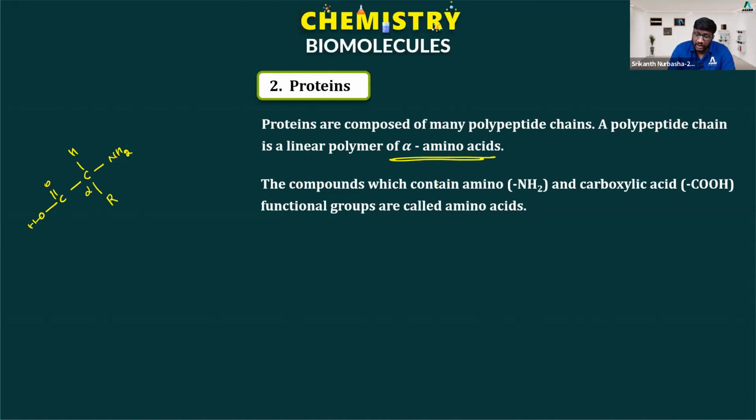The compounds which contain amino group and carboxylic acid functional groups are said to be alpha amino acids. With respect to COOH, on the alpha carbon, you have the NH2 group. That is why the name alpha amino acids. CHRNH2COOH is an alpha amino acid. There are actually 20 amino acids available.